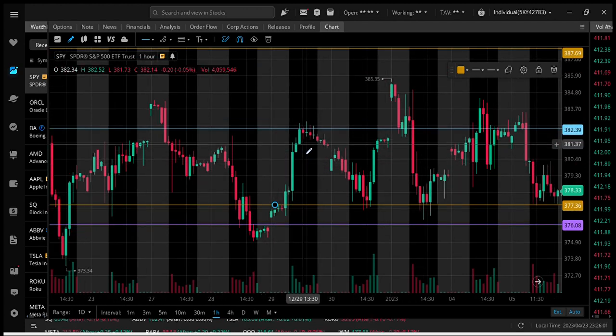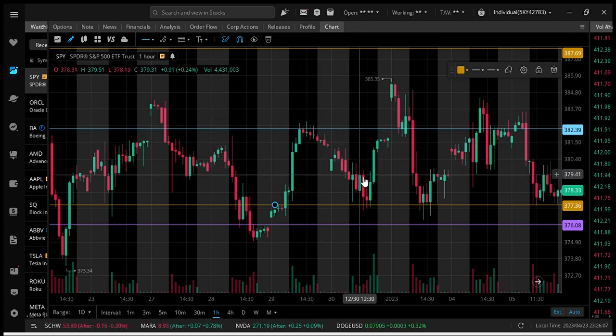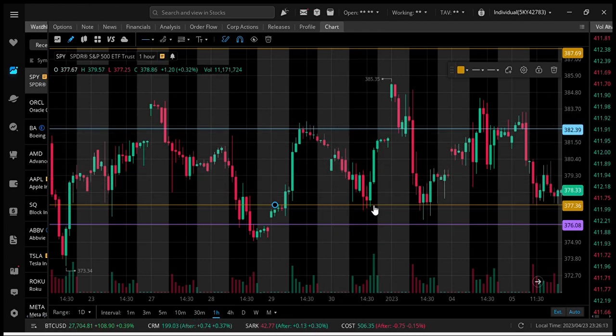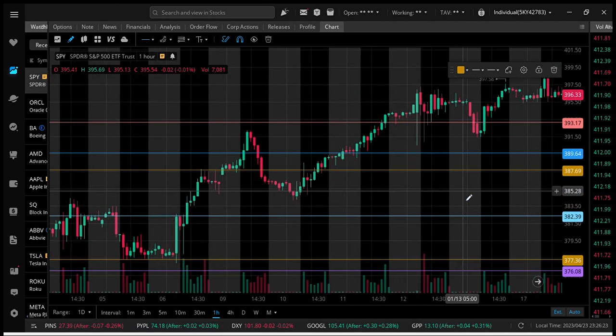You can't trade it in this part, and all of this is just too stressful for me. I like to get in at these levels, because if this fails, it's going to knife. Let's see if it ever failed. 377.